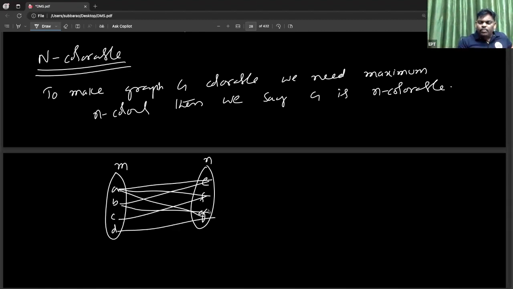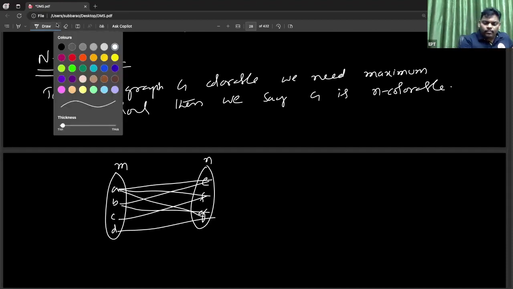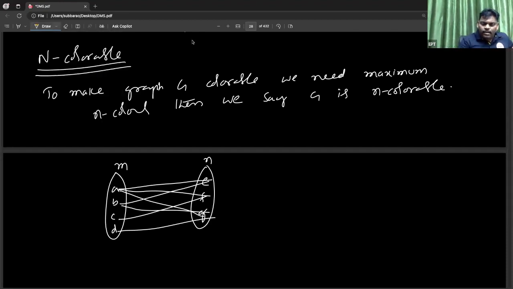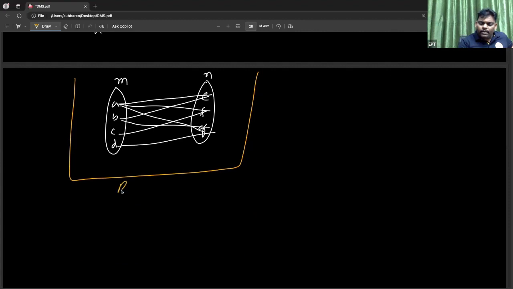Can you help me know, is it a bipartite graph? Within M, no edge. Within N, no edge. Forget about whether it is complete bipartite or not. Is it a bipartite graph?